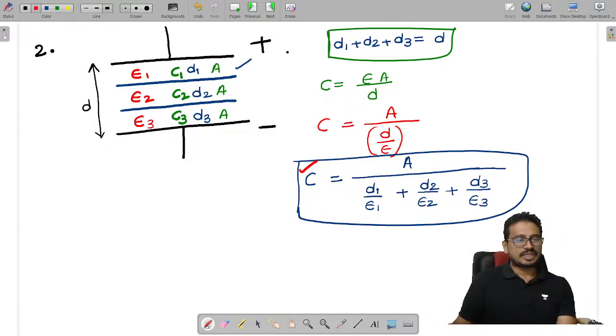So in series connection, this is the equivalent capacitance. As we know, in series connection, what is the overall capacitance? 1 by C equivalent equals 1 by C1 plus 1 by C2 plus 1 by C3. That's what we should write.